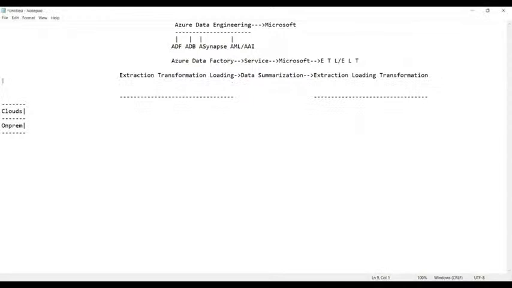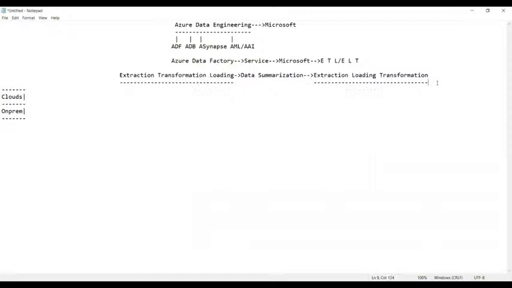So, guys, clouds and on-premises are two different environments. Let us try to understand these environments first, because if you understand this, then you can understand all the things. First of all, you have to make out the basic difference between the clouds and the on-premises.